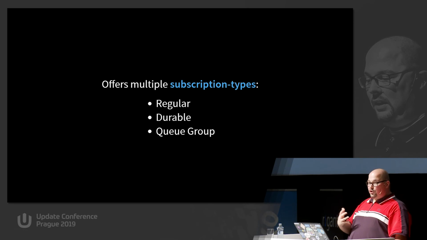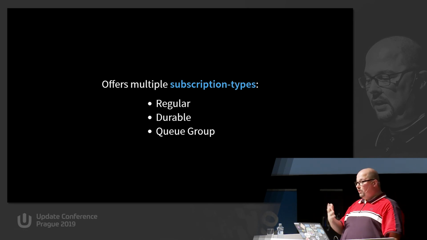And then the trick that I showed you with load balancing, with the queue group, that's also possible with NATS streaming server. Works in the same way. You specify the queue group, and then the messages will be load balanced.